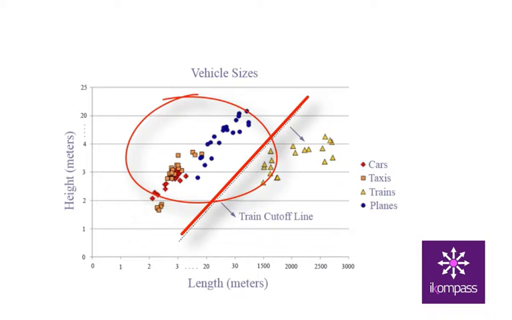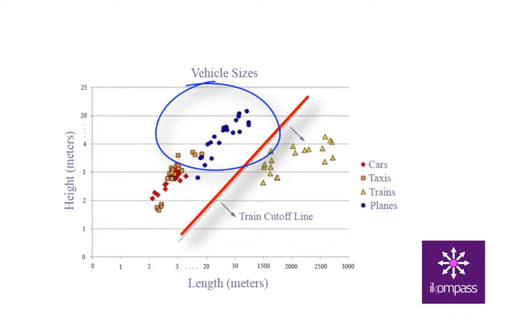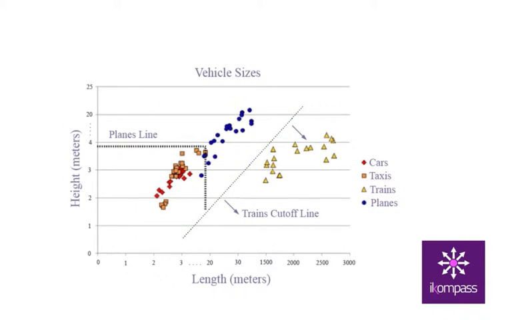Well, they're more challenging, but we can still make some judgment calls that are better than simply guessing between the remaining vehicles. To start with, most of the planes appear to be taller than either cars or taxis. So we can draw a line and say that anything larger than 4 meters in height and more than 15 meters in length is a plane. What we see is that we were able to split off most of the planes, but not all of them. There are a few planes that are smaller than our cutoff lines.